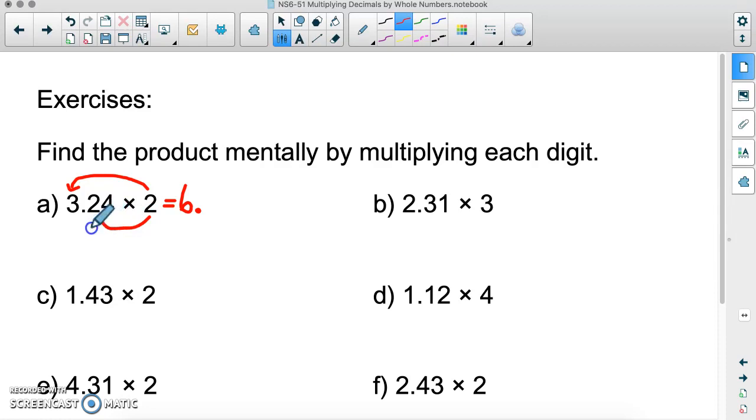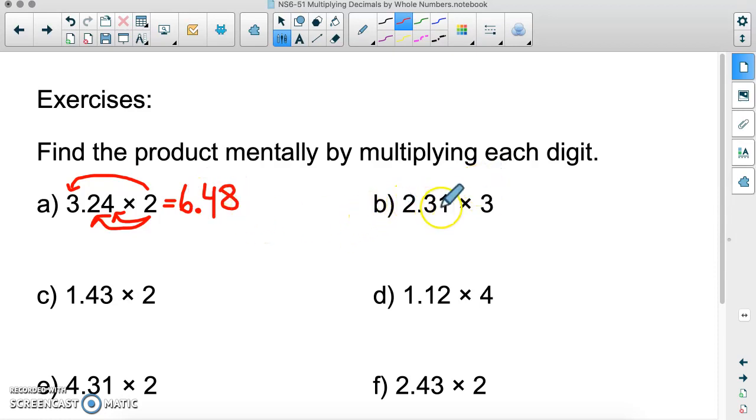Then I'm going to go 2 times 2, which is 4. Then I'm going to do 2 times 4, which is 8. So 3.24 times 2 is equal to 6.48.